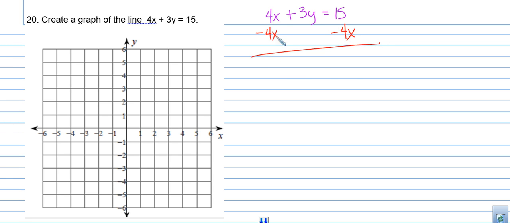Okay, and then 4x minus 4x is 0. Be very careful to pay attention to your sign. So you get positive 3y equals, and then negative 4x, and that's a positive 15. Okay, so notice really how just the 4x moved to this side. Now we need to divide by the 3 in the front.